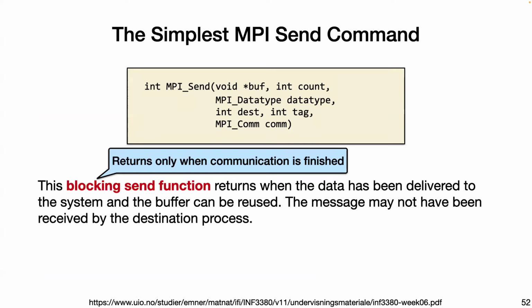So this is the syntax for send. You take in a void pointer to the array that you're going to send, the count of how many, the data type, the destination, the tag, which is a unique identifier, and the communicator world. This is a blocking send function, which means that it returns only when the data has been delivered to the system and the buffer can be reused. The message may not have been received yet by the destination process, but you return only when the communication on the sender's end has finished.